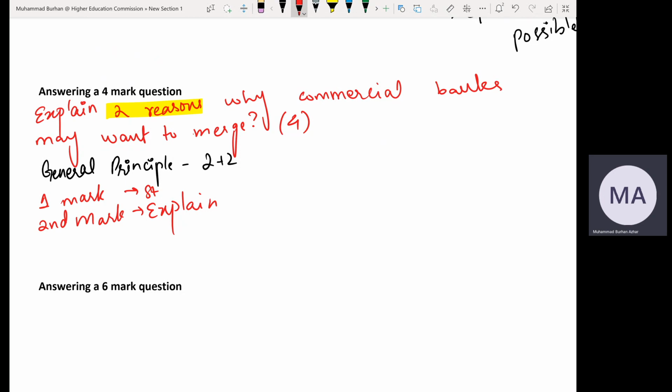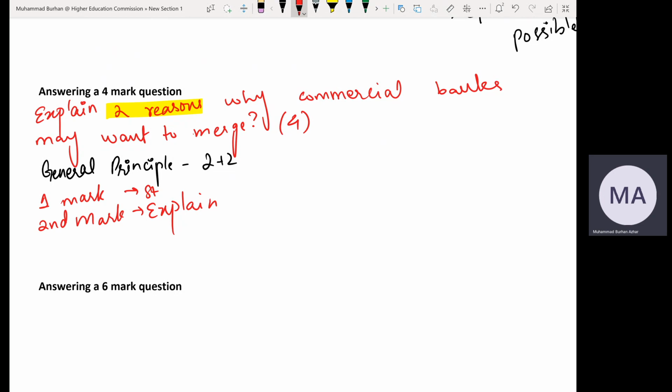After that, when I explain it: when they grow, this will allow them to gain economies of scale, due to which their average costs will fall, leaving them with greater profit margins. This is the explanation and the analysis which we talked about, and I have developed it in a chain of analysis. That will give me full 2 marks for the one reason.